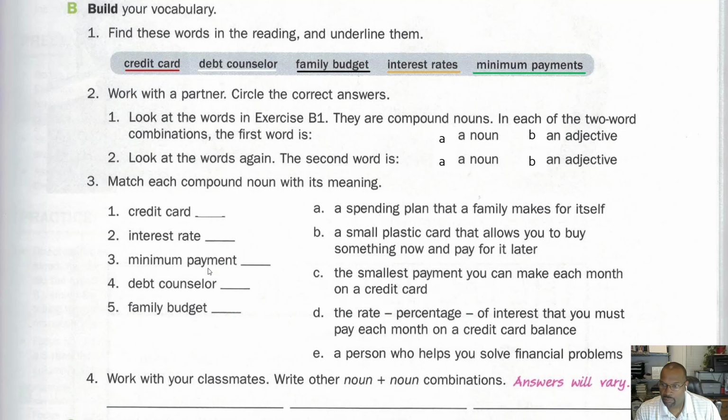Number 3, minimum payment. Number 3 is, I put down C. The smallest payment you can make each month on a credit card. And then number 4, debt counselor. That one I put as E. A person who helps you solve financial problems. And then number 5, family budget. I put as A. A spending plan that a family makes for itself.